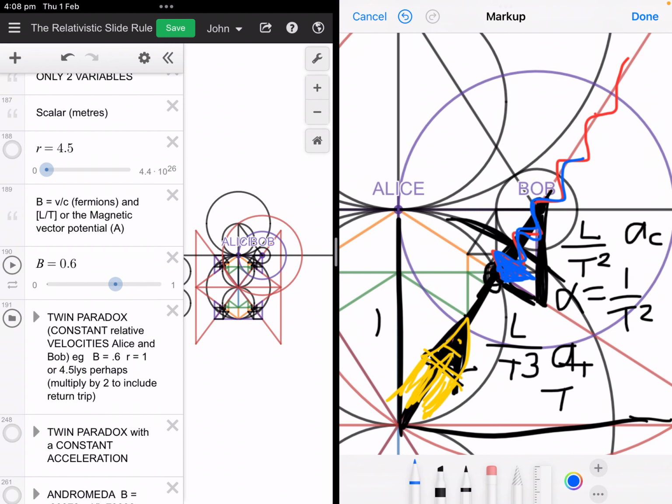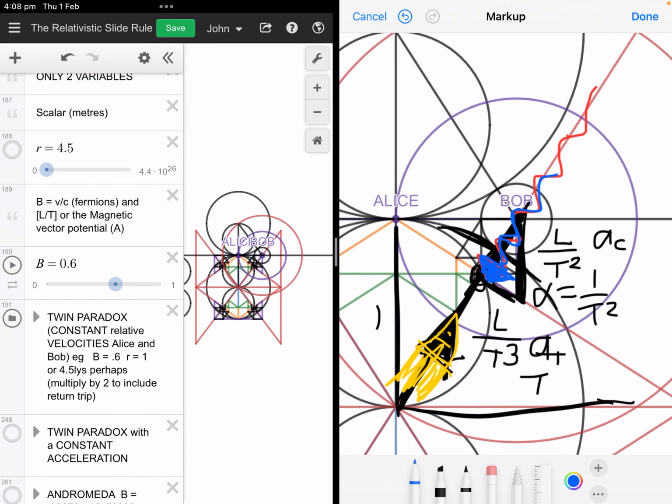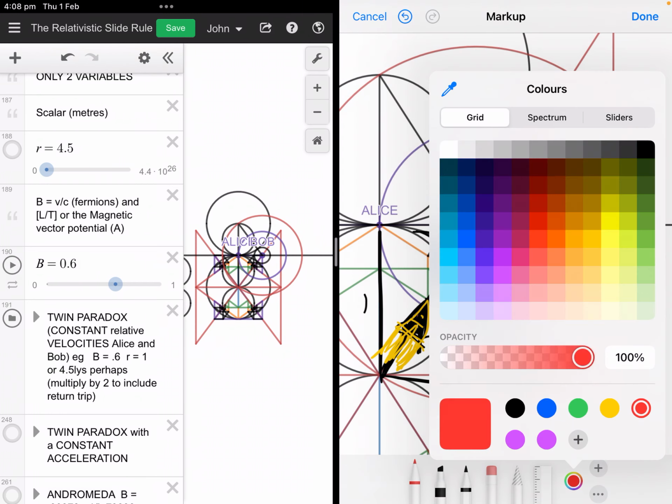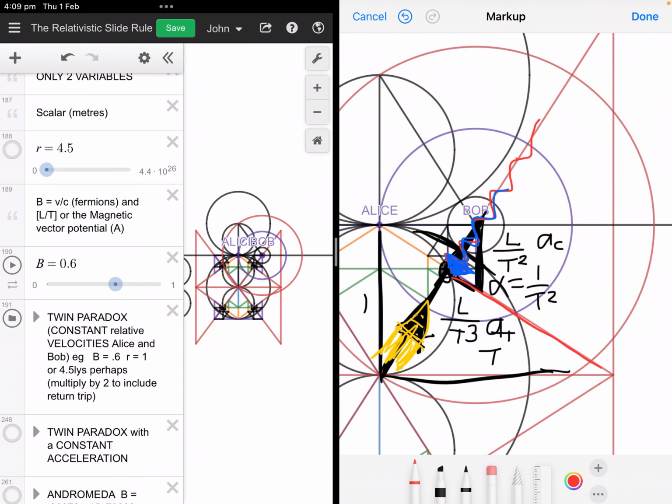But there it is on the graph. Is that enough? Yep. That'll do. Actually, I'll just finish off this. Now, what is that length? It's actually L times T.